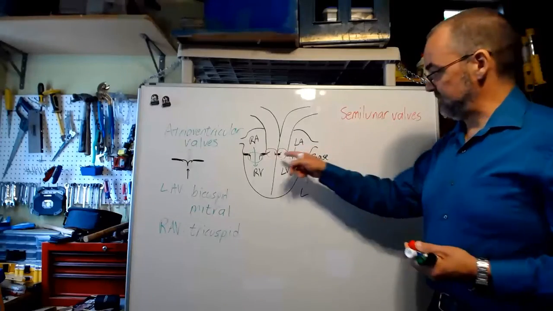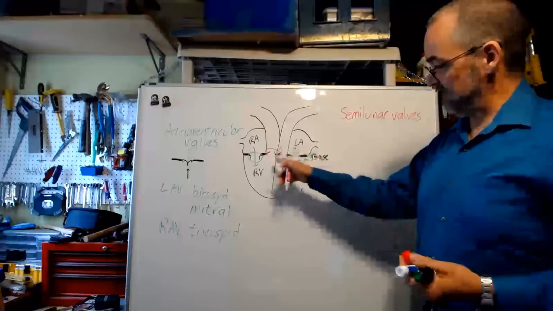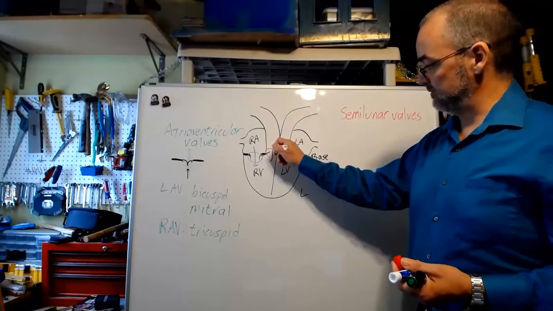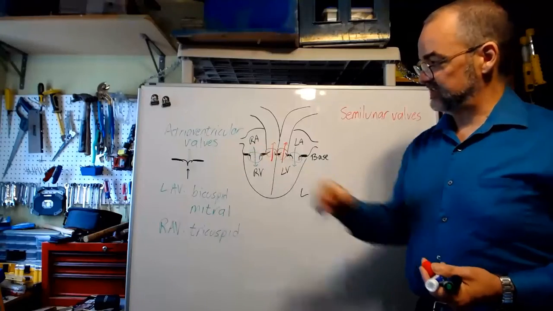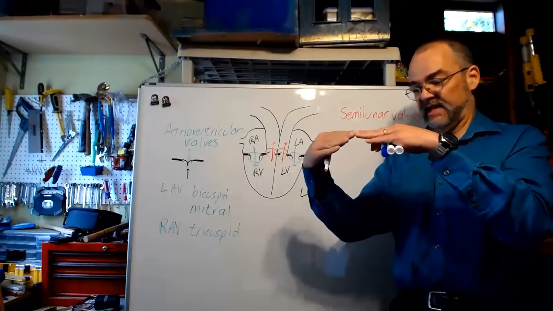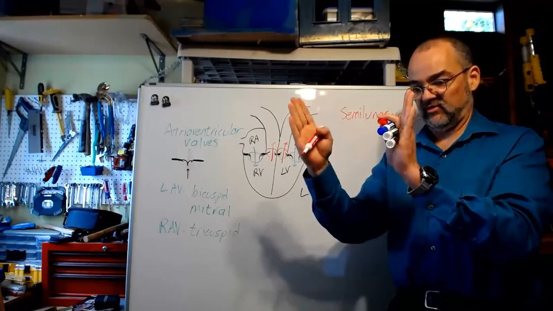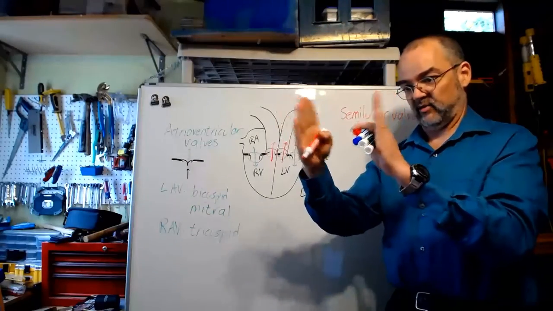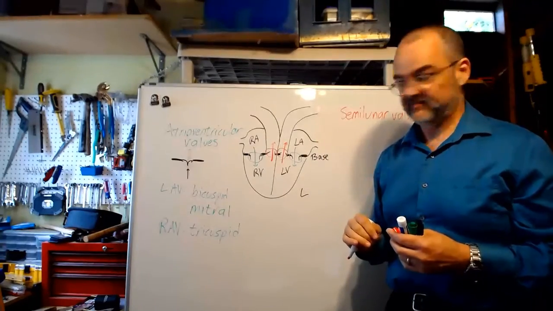Now these semilunar valves are also one-way valves, making sure that blood can only flow from the ventricles into the arteries. They work sort of like the atrioventricular valves. They have valve flaps which open outward when blood is flowing from ventricles to arteries, but if blood tries to flow backward, the valve flaps close and don't allow backflow of blood.